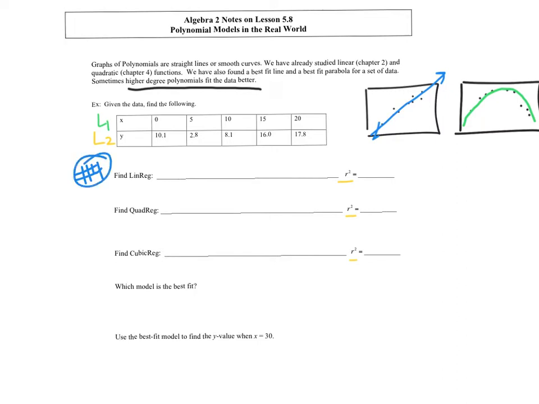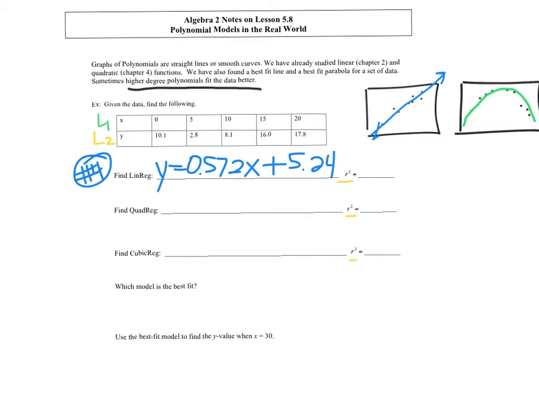And then you will get that, okay? And we're going to round to 3 decimal places. All right. Y equals 0.572x plus 5.24.